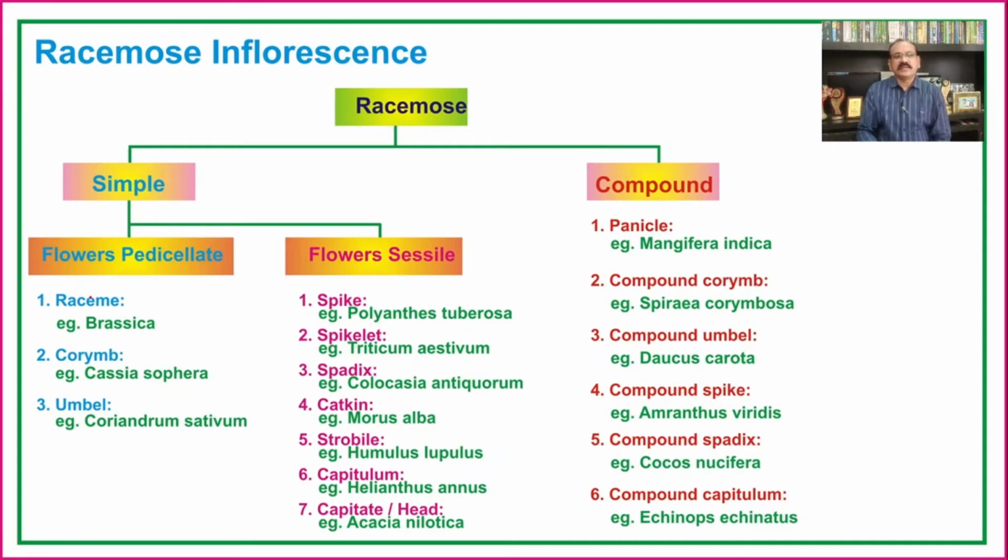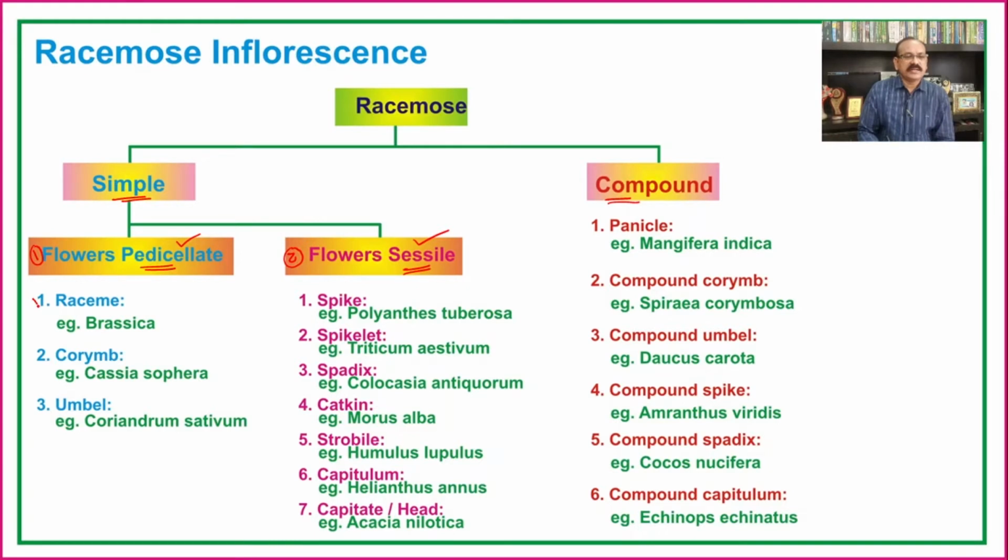First of all, we have to see the different types of the racemose inflorescence, and then we will see them one by one. Here, the racemose inflorescence is again classified into two different types, that is the simple inflorescence and second one is the compound inflorescence. Again, the simple inflorescence is classified into two types, where the flowers developing on the stem or the axis are pedicellate, and in the other type the flowers are sessile. Means these two types are completely dependent upon the presence and absence of the pedicel in the flower, that is the flower pedicellate and flower sessile.